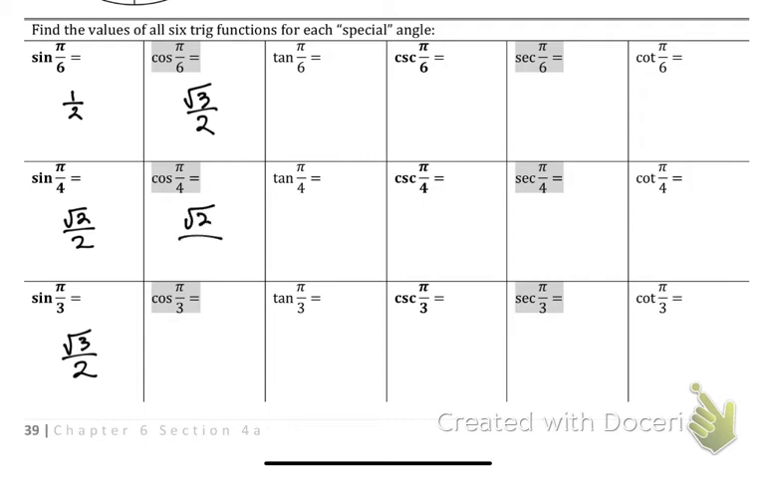That should be the easy one. Anytime it's over 4, it's square root of 2 over 2. And then finally, cosine of pi over 3 should be, I'm sorry, not 1/3. It should be 1/2.